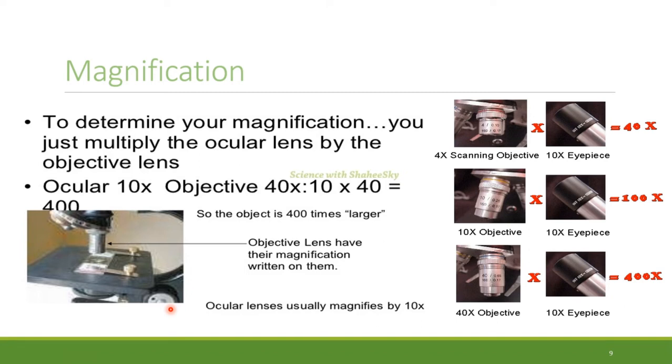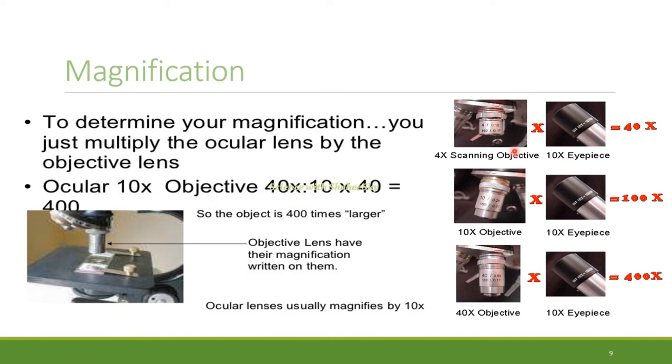Magnification is the times of multiplication of ocular lenses and objective lenses, which means magnification gives the idea of how many times an object is enlarged. The magnification of a microscope is determined by multiplying the power of the ocular lens by the power of the objective lens.